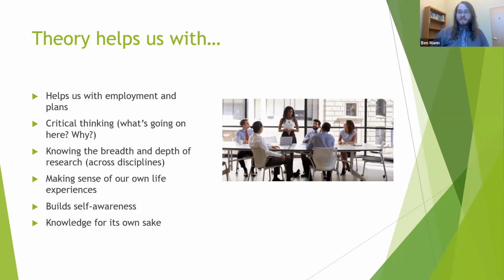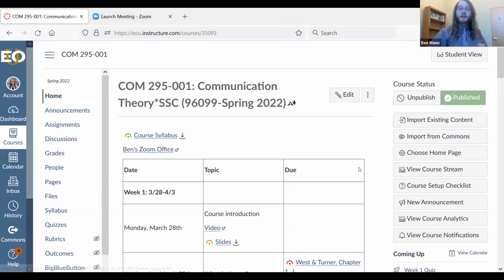Theory also lets us make sense of our own experiences. For instance, some of the interpersonal communication theories like uncertainty reduction theory are about understanding the ways that we can relate to and communicate with one another and make sense of our experience. It can help us become more aware of our lives and also can be useful as knowledge for knowledge's sake, the idea that we are interested in learning and growing as people. So those are all things that I think communication can really help us to develop in terms of our own skills and goals.